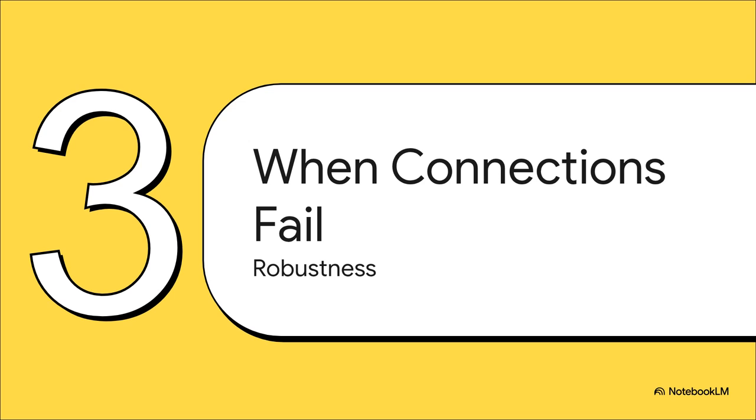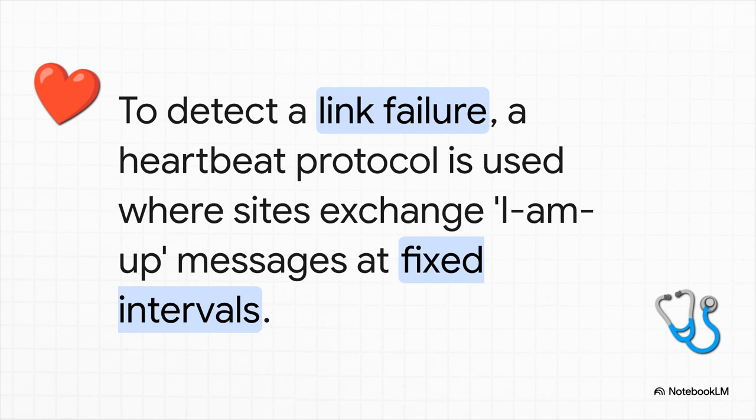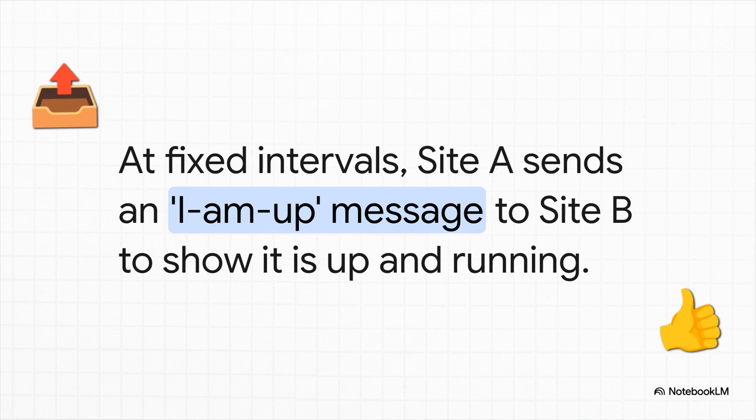Well, here's another beautiful part of the design. The internet was built from the ground up expecting things to break. And to handle this, to detect these failures, systems use a really clever little trick called a heartbeat protocol. And it's exactly what it sounds like. It's a way for connected computers to constantly check in on each other, to feel for a pulse, and make sure everything's still working. It's pretty simple, actually.